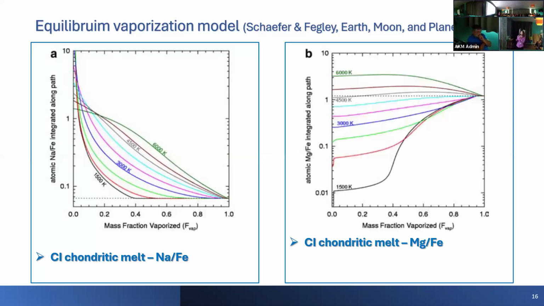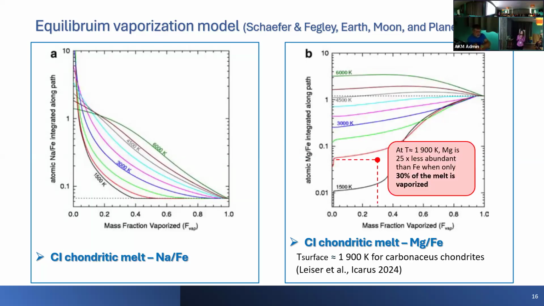And then when looking at a ratio of magnesium to iron, and when we consider from our modeling this abundance ratio for carbonaceous chondrites, where we found that magnesium was about 25 times less abundant than it should be. And when we input a temperature of about 1900 kelvins, which was measured by our colleagues from Stuttgart, this model assumes that only about 30% of the melt would need to vaporize to produce such an abundance ratio.